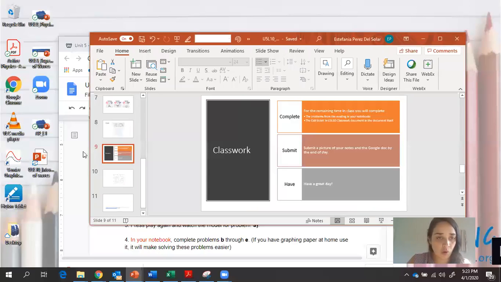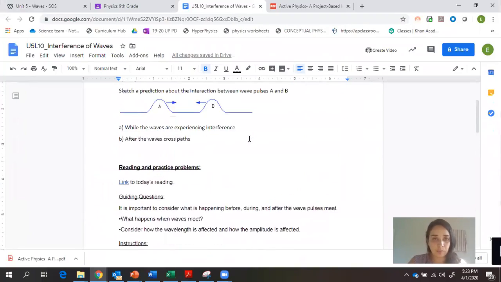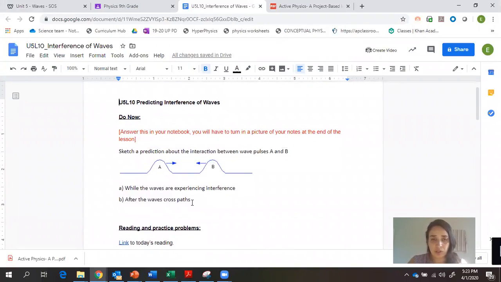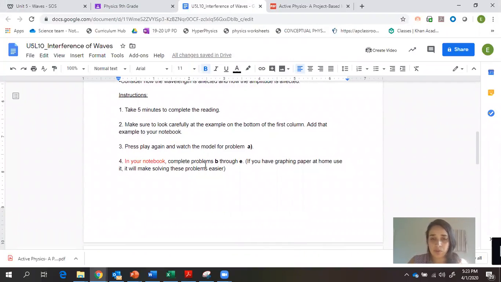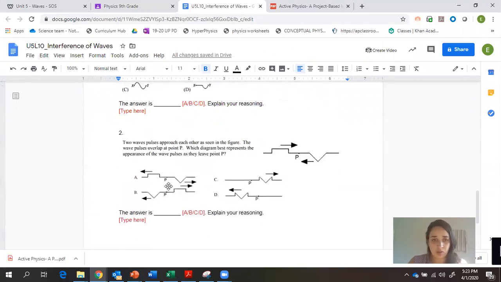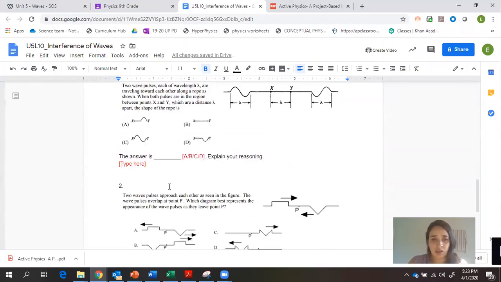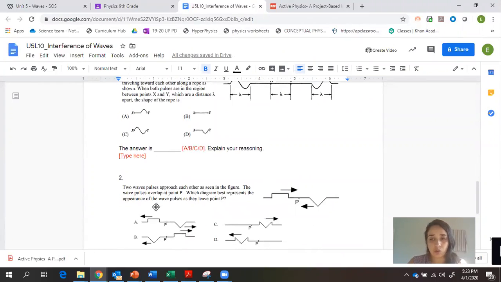I am going to go over the doc one more time so that it's clear where you're answering everything. This do now should have been completed in your notebook. You're answering the problems B through E in your notes, and then you are going to answer these two questions as your exit ticket in this Google document.